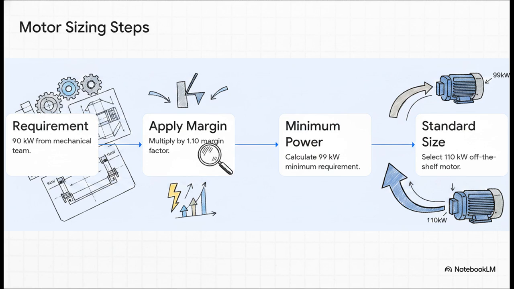Let's actually walk through the math step by step, because there is a fascinating little catch here. Step 1, you've got your 90 kilowatt requirement. Step 2, you multiply by that 1.10 margin. Step 3, you get your theoretical minimum of 99 kilowatts. But here is the trick for step 4. You can't just go to the store and buy a 99 kilowatt motor off the shelf. They don't exist. You have to size up to the next commercially available standard size. And in this specific case, that means you have to select a 110 kilowatt motor.